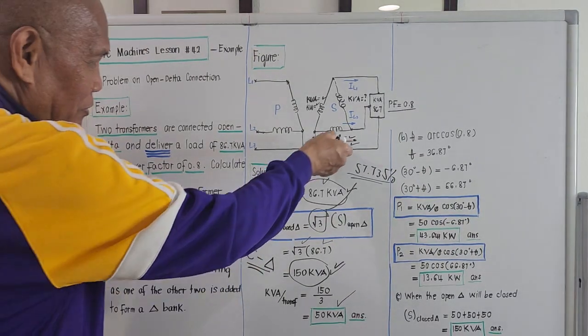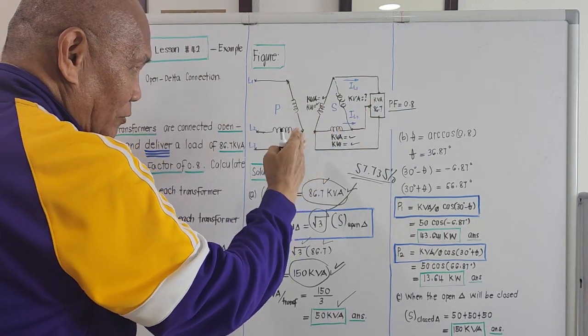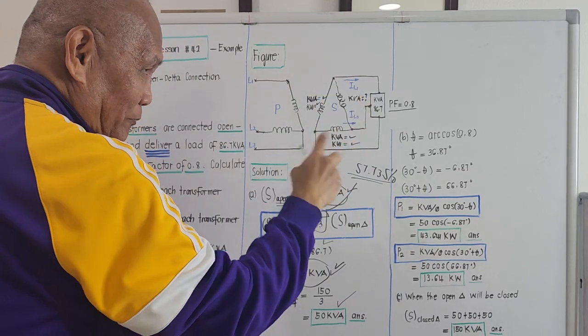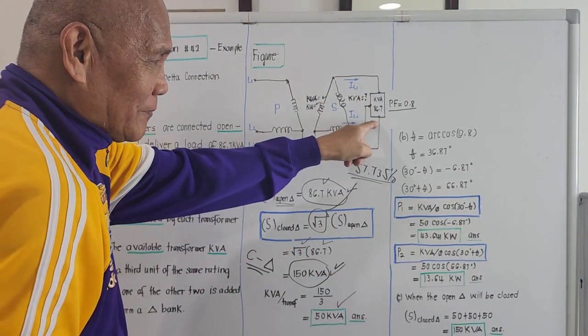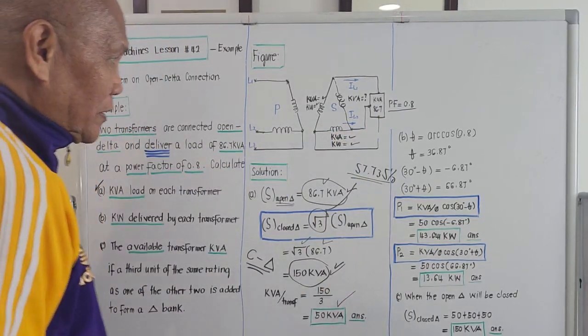For a closed delta, this is 50, 50, 50. So the total power that they could deliver is 150 kVA for a closed delta. But for an open delta, it's a different story. It's lesser. It's only 86.7. Okay, letter B.